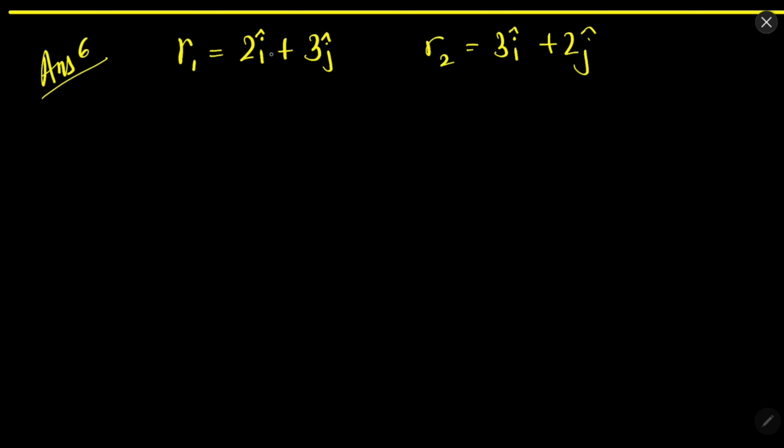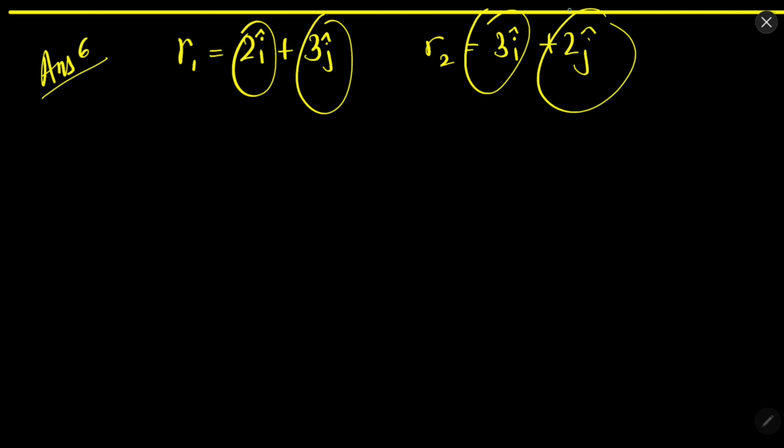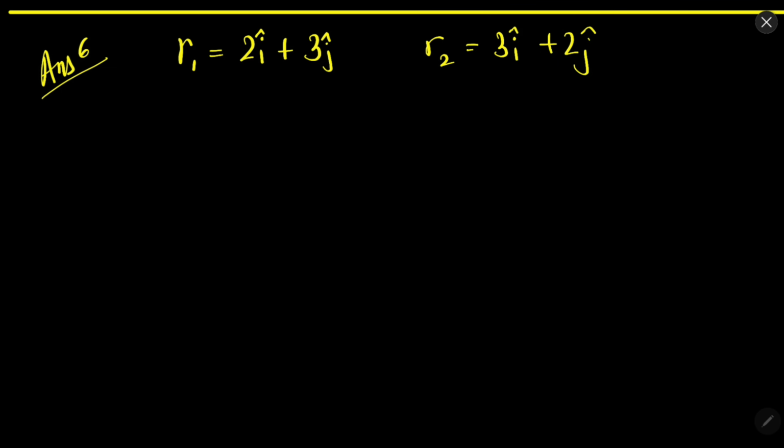So in the sixth one, what are the things that we have? First of all, R1 is 2i cap plus 3j cap, R2 is 3i cap plus 2j cap. So remember, this is the x component and this is the y component.